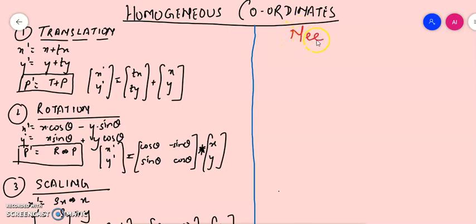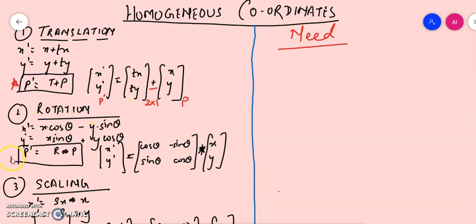So, the need for homogeneous coordinate is, now, please have a look on the left hand side. This is the formula to perform translation, and this is the resultant matrix operation that we need to do. So the translation matrix is with 2 rows, 1 column. This is your point matrix and this is my output matrix P dash. Okay, and the operation that we are performing is addition.